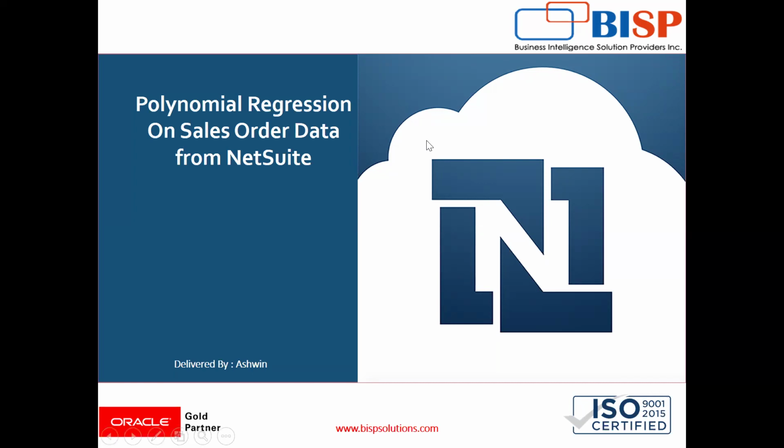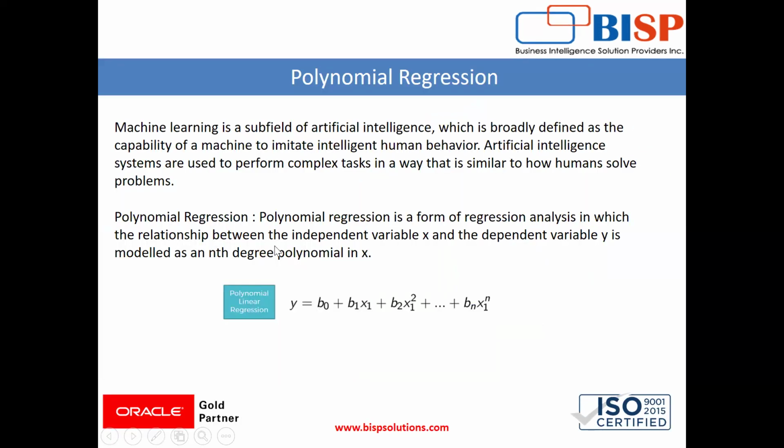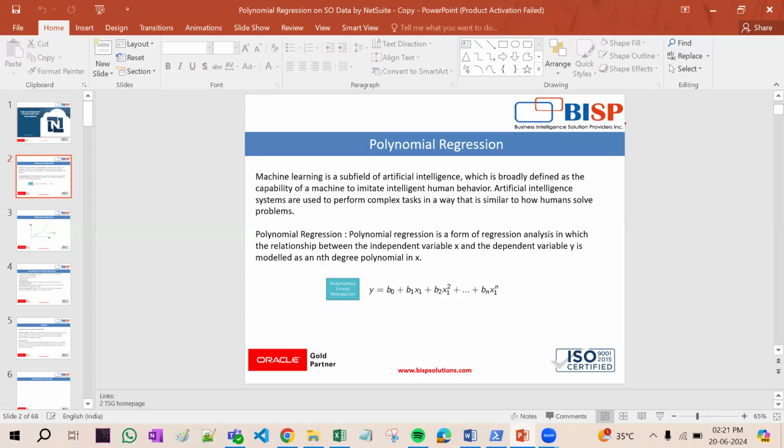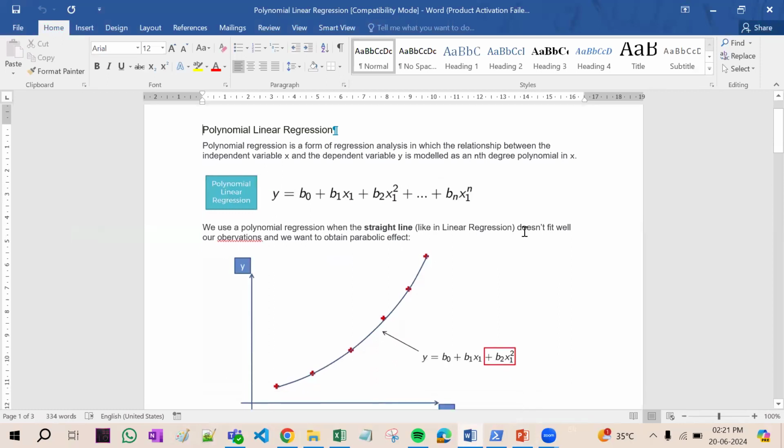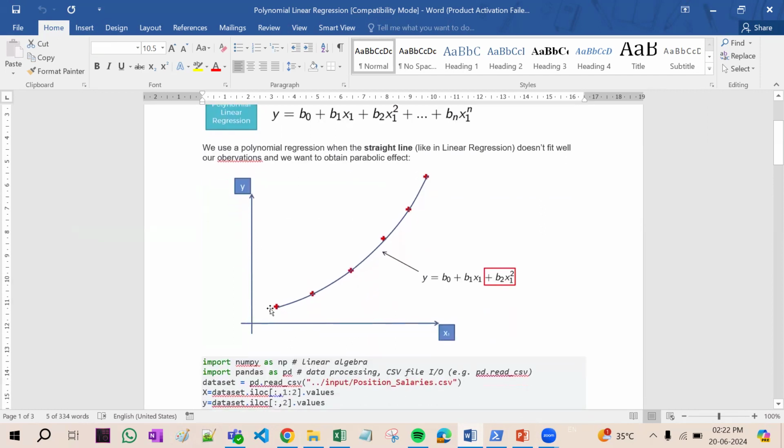We increase the power. For example, now see here, polynomial regression is a form of regression analysis in which the relationship between independent and dependent variable y is modeled as an nth degree of polynomial. Now, let me show you this. Right, nth degree of polynomial in x. Now, see here, you can see here b0, b1 x1, and then b2 x1 to the power 2, bn x1 to the power n. So as we increase the power, the more accurately we can predict, right?